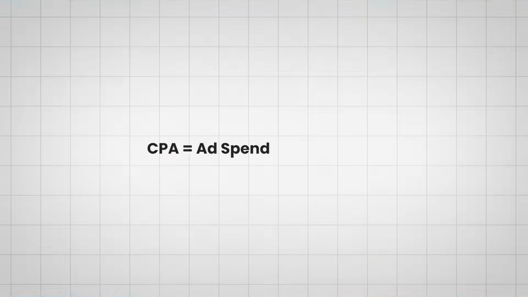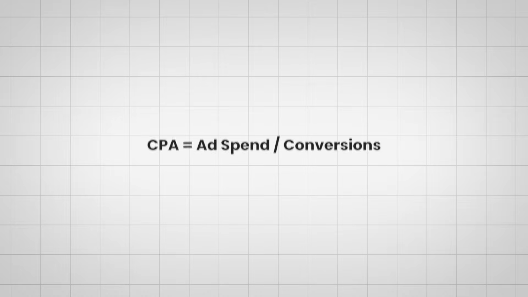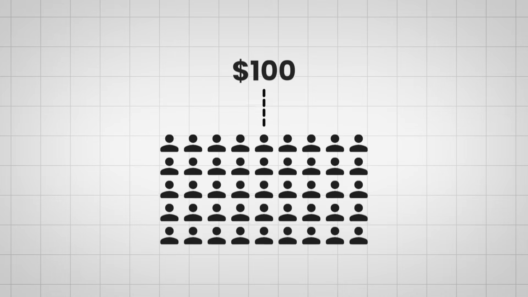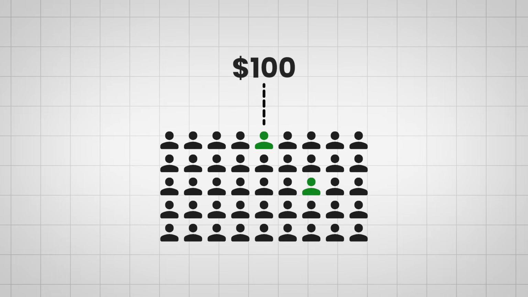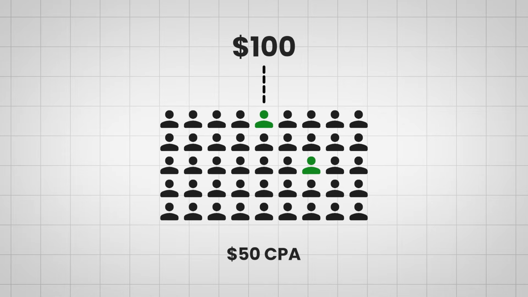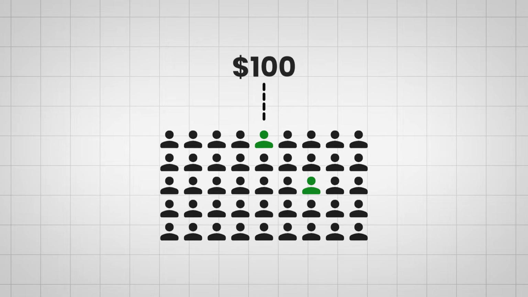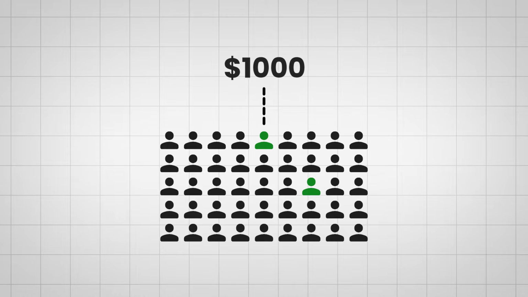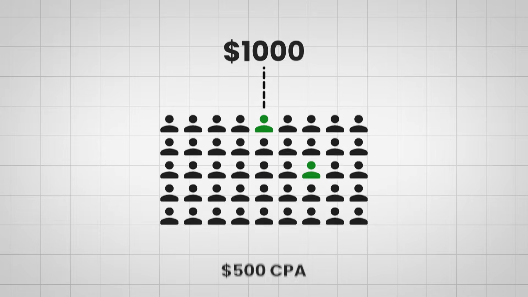Cost per acquisition is calculated like this: total amount you spend on the ad divided by the total number of conversions. So you spend $100 to get your ad in front of people, 2 of those people click on the ad and actually make a purchase, your CPA is $50 because it cost you $50 to acquire that customer. Now, this becomes a real problem if you spend $1,000 in ad spend and still only get 2 new customers. Now your CPA is $500.